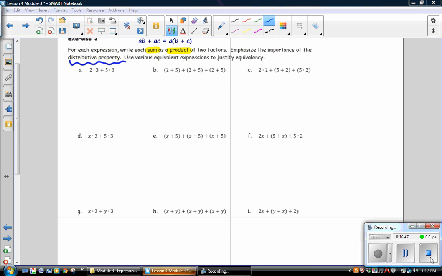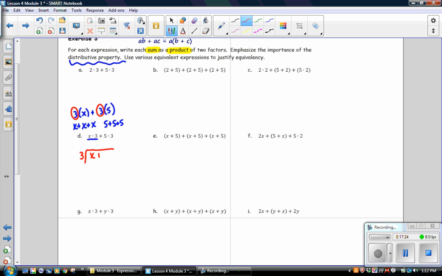Understand that multiplication is repeated addition, and if you want X times 3, that means you want X plus X plus X. That means 3 times X. And 5 times 3 is 5 plus 5 plus 5. So really, this problem is equivalent to 3 times x plus 3 times 5. Now you can see the common factor. The common factor is 3. So we'll pull out 3, and we have left x plus 5.